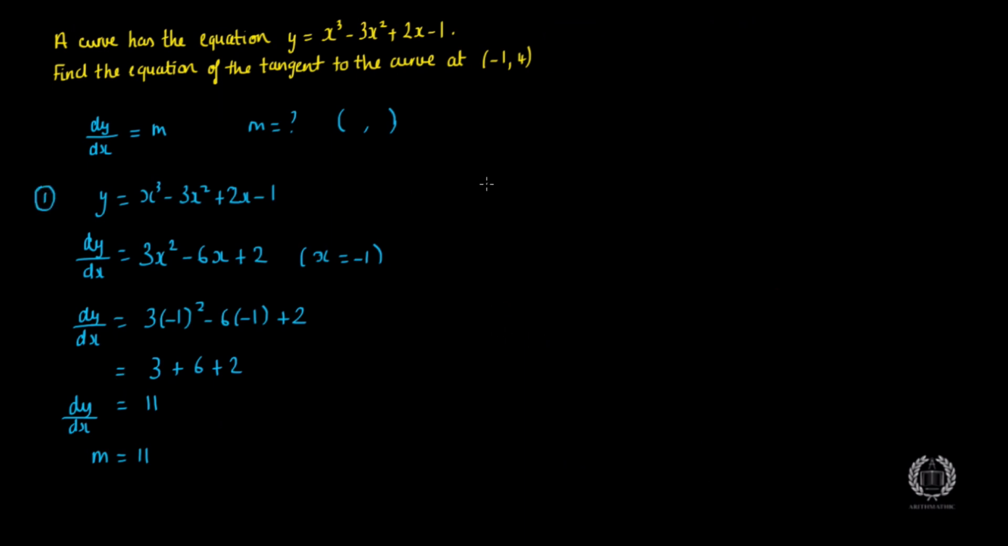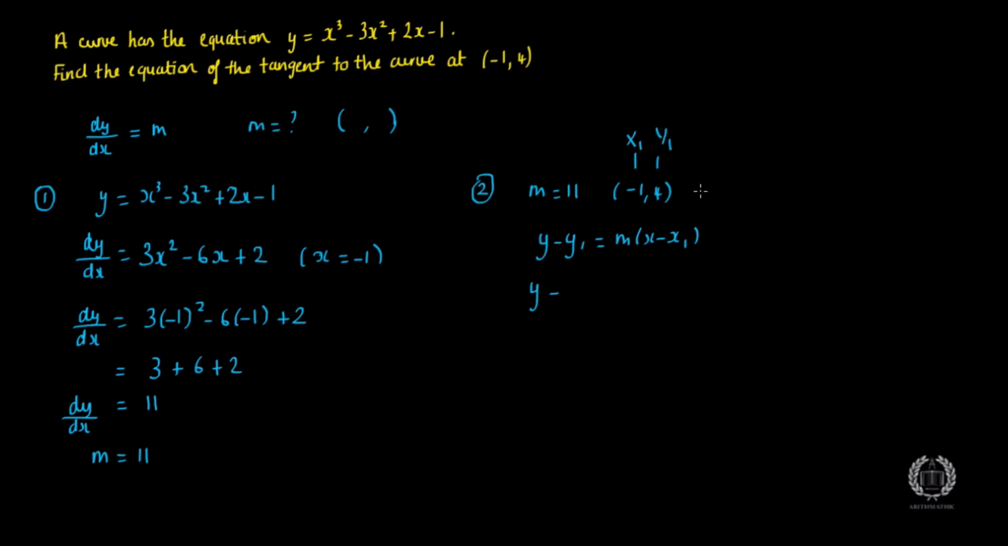Now my final step, which is quite simple, step 2. Now you have a gradient, m equals 11, and you also have a coordinate minus 1, 4. Remember, we want to find the equation of the tangent, which means finding the equation of the line. So you're going to use y minus y1 equals m(x minus x1). Or again, you can use y equals mx plus c. It's up to you, whatever way you feel more comfortable with. I'm just going to label this as x1, and this is going to be y1.